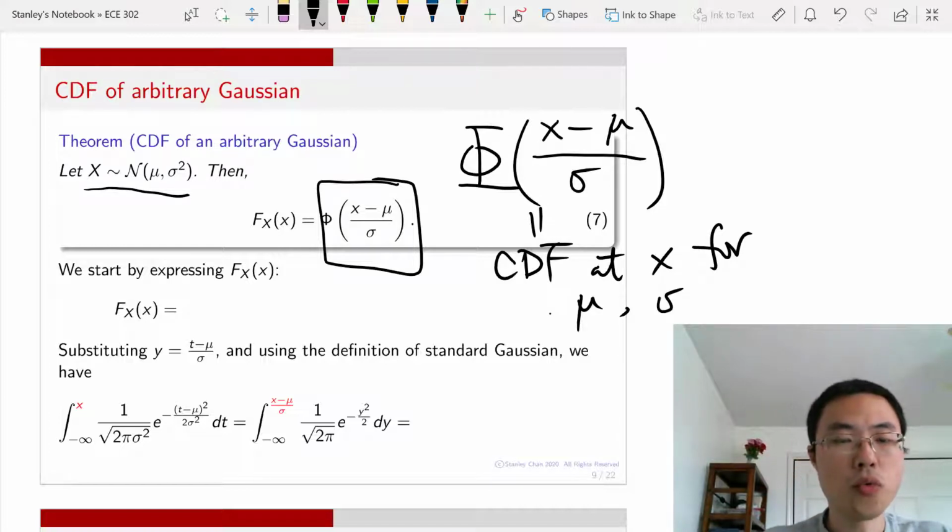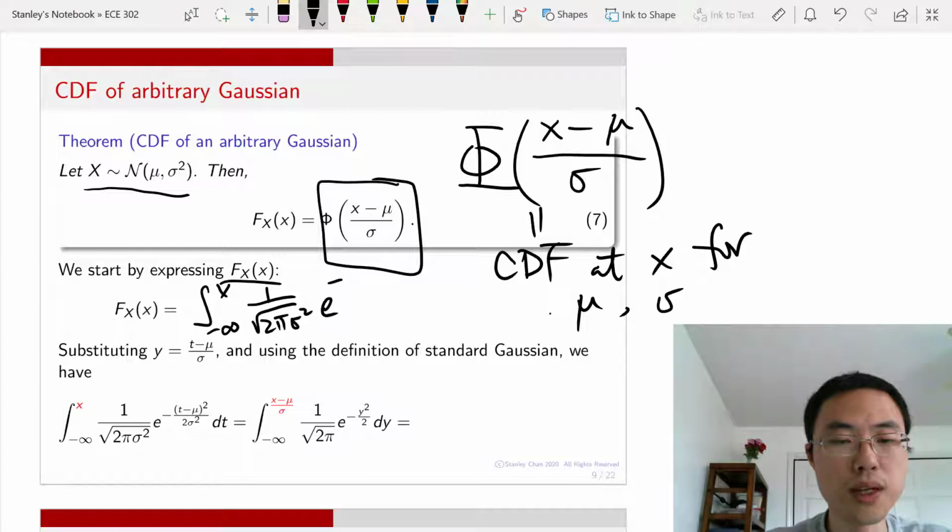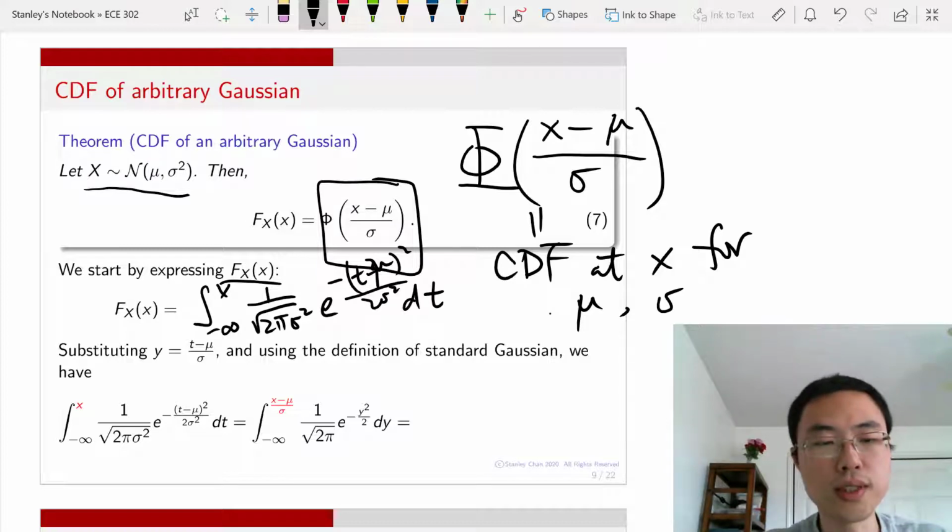Okay. Now, why is this true? You can start by showing the CDF. The CDF is the integration, right? The integration from minus infinity to x of 1 over root 2 pi sigma square, e to the minus (t minus mu) square divided by 2 sigma square, dt. That is your CDF of x for an arbitrary mu and sigma.